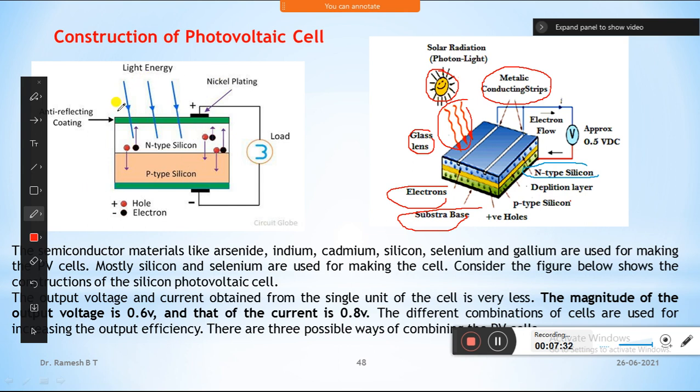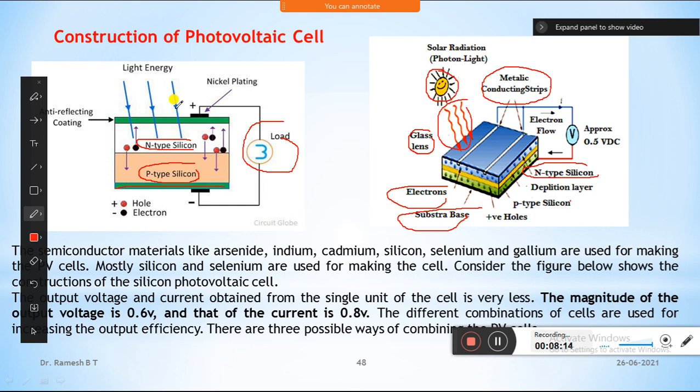See, the first is made of glass, a transparent glass lens, and beneath that there is an anti-reflecting coating. So it is coated with an anti-reflecting coating, and beneath that there are two materials, called p-type material and n-type material. The last one is a substrate base, and these are connected with a positive and negative electric circuit.